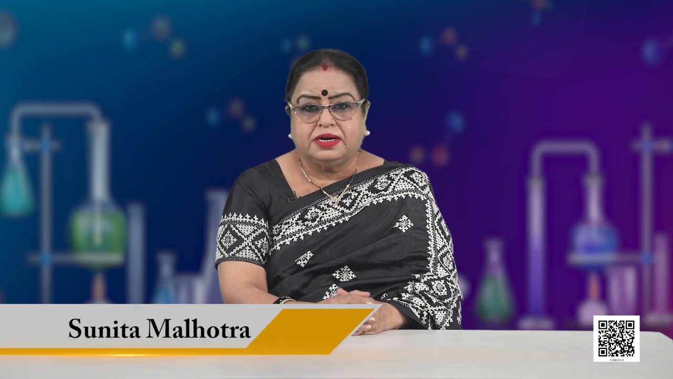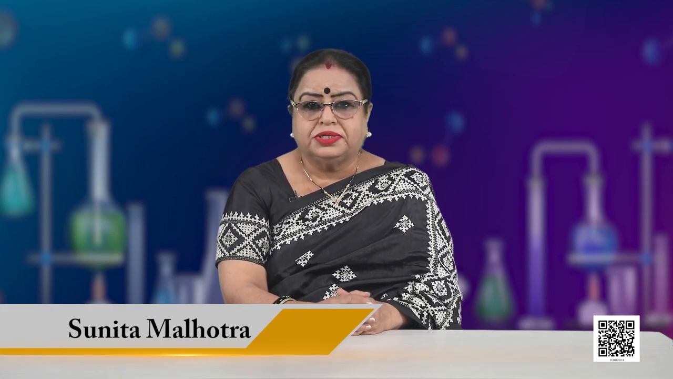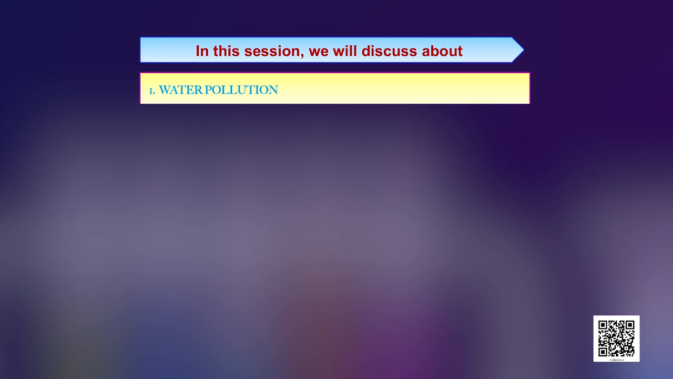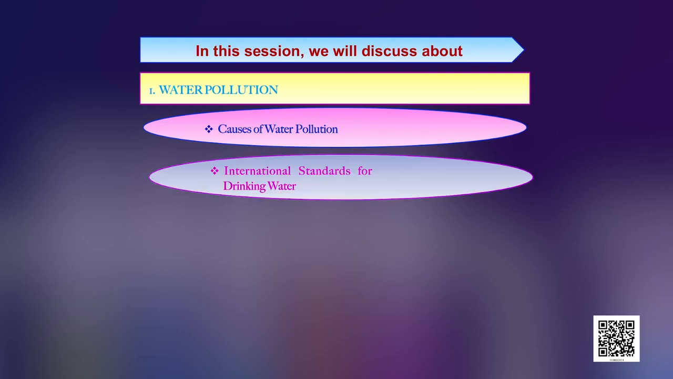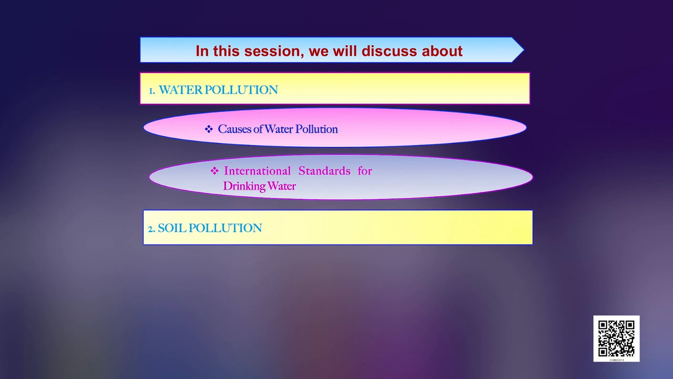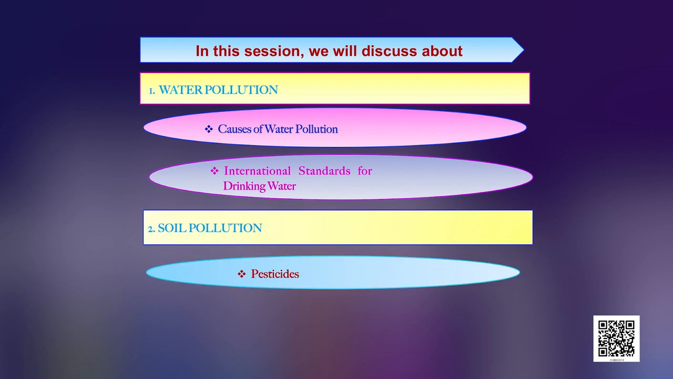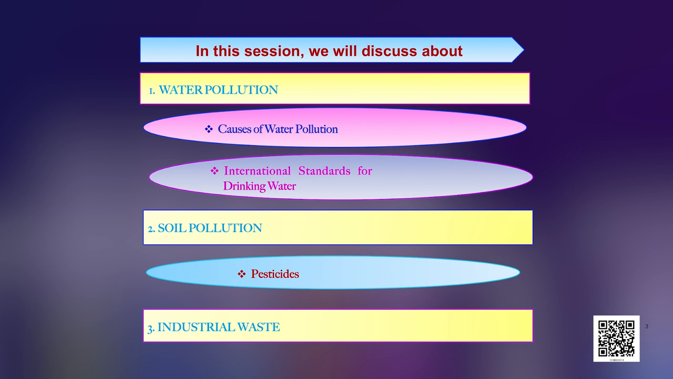So far we have studied atmospheric pollution, wherein we learnt about tropospheric pollution and stratospheric pollution. In this session we will discuss water pollution, causes of water pollution, international standards for drinking water, then soil pollution, wherein we will be discussing pesticides and industrial pollution. So, let us start with the understanding of water pollution.